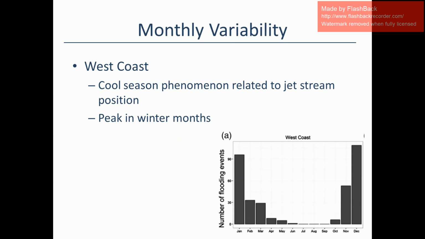The study also compares the monthly variability of each of those hotspots. So for the West Coast, the cool season phenomenon is related to the jet stream position, and it peaks in the winter months. Down in the right, you can see the time series and the number of flooding events.